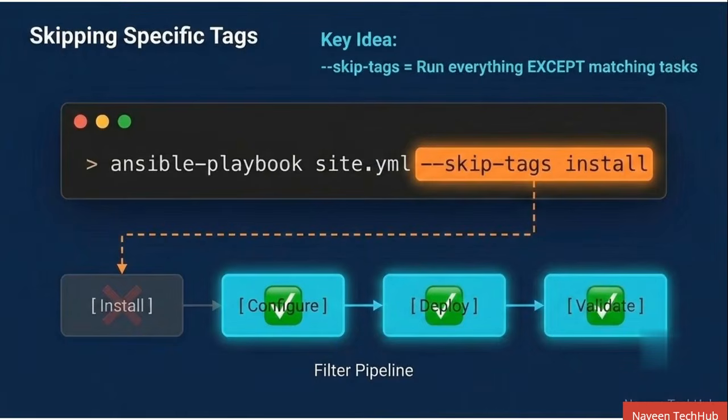Sometimes we want the opposite behavior. We want the playbook to run normally except for one particular group of tasks. That is where --skip-tags is useful. Here we skip the install tag. Configuration, deployment, and validation can still run. So remember, --tags selects what to run, while --skip-tags identifies what not to run.